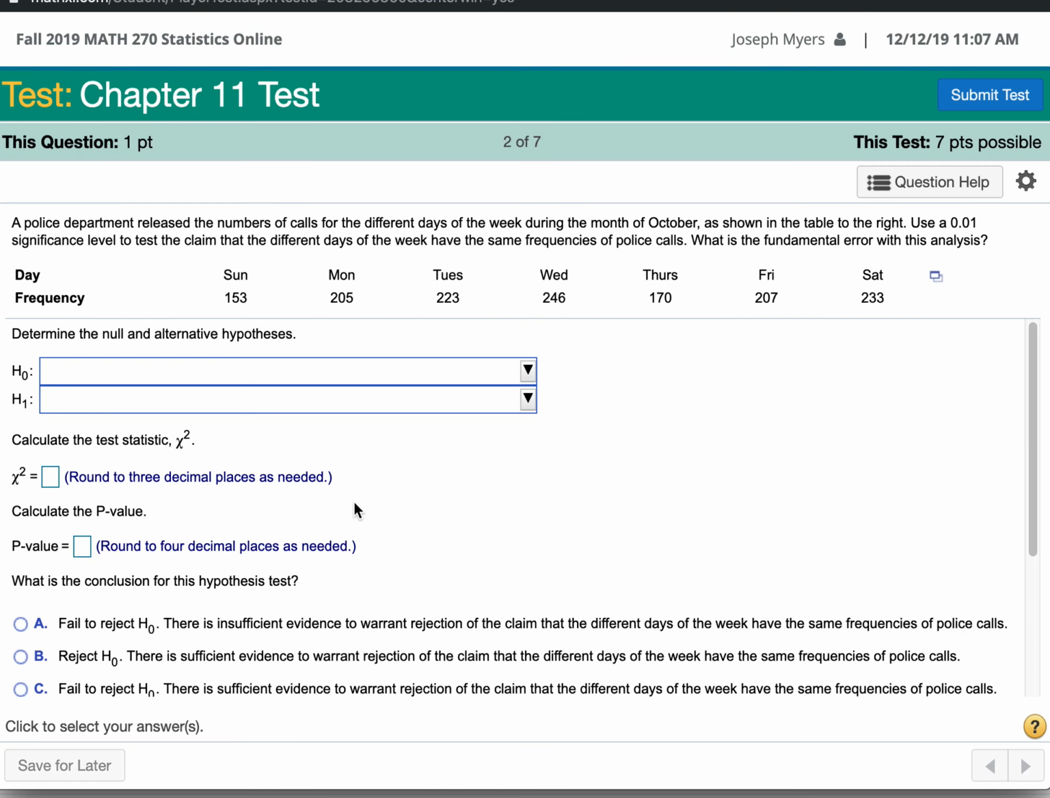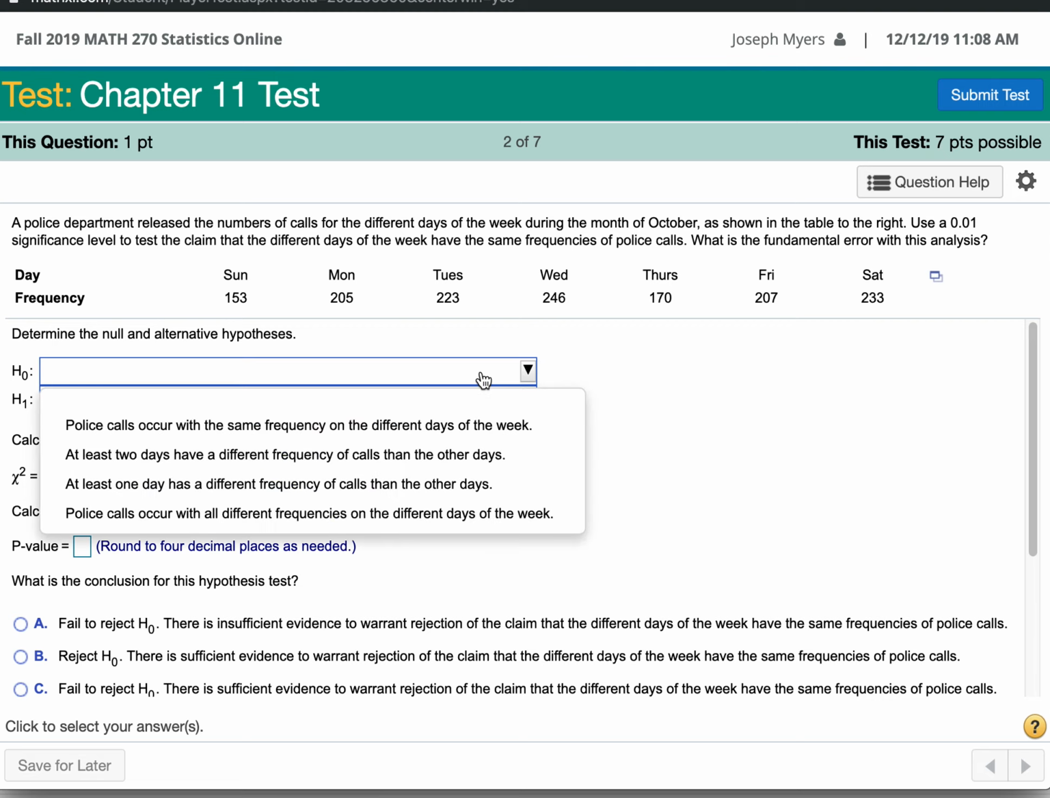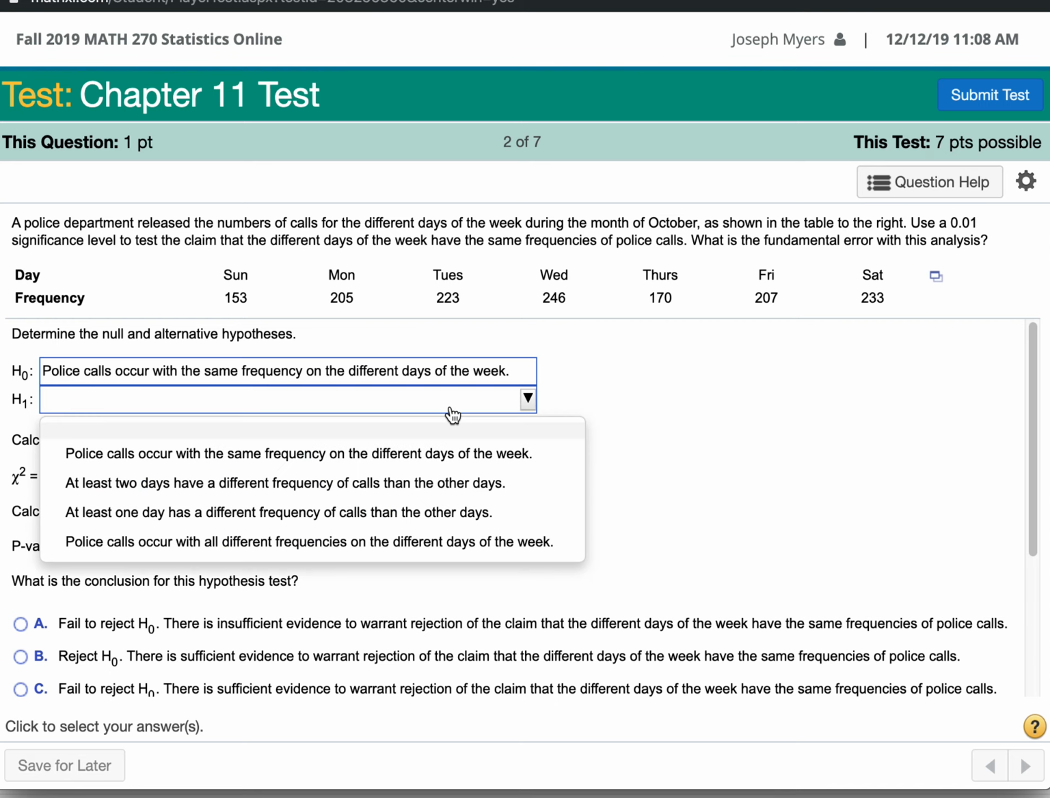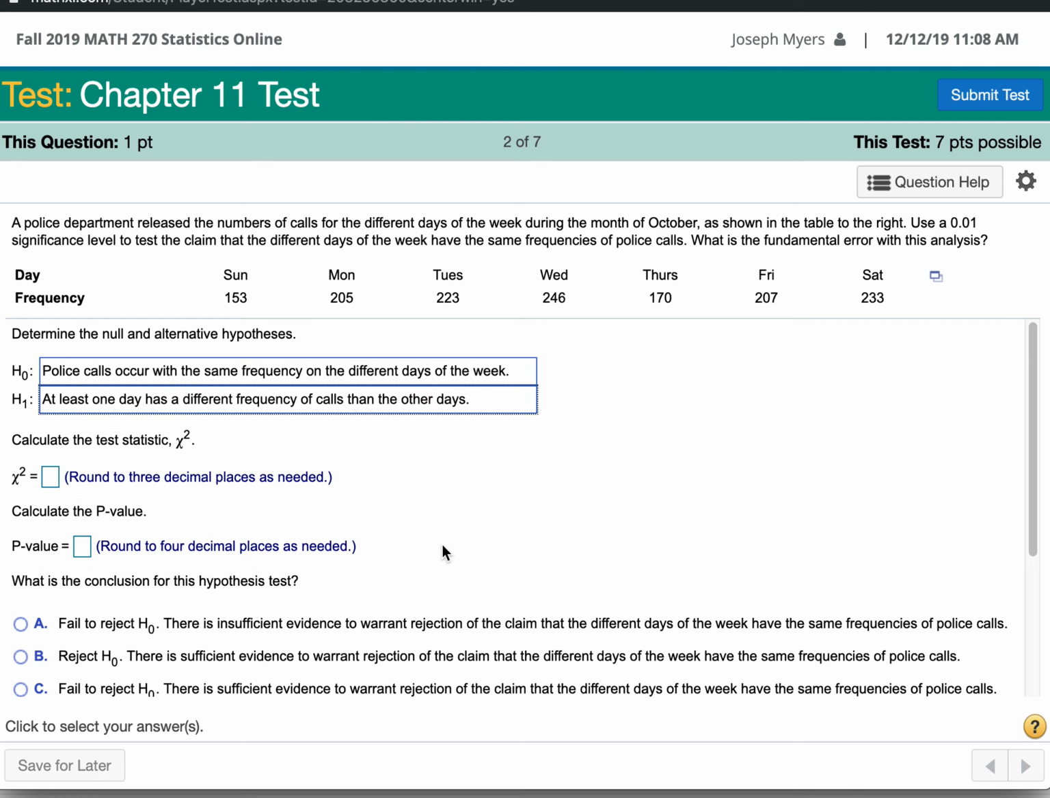On the second problem on this test, this is called a goodness of fit test. So we are testing to see if the number of police calls are about the same frequency on every day of the week. So the null hypothesis is that they occur with the same frequency on the different days of the week. The alternative is that at least one day has a different frequency.